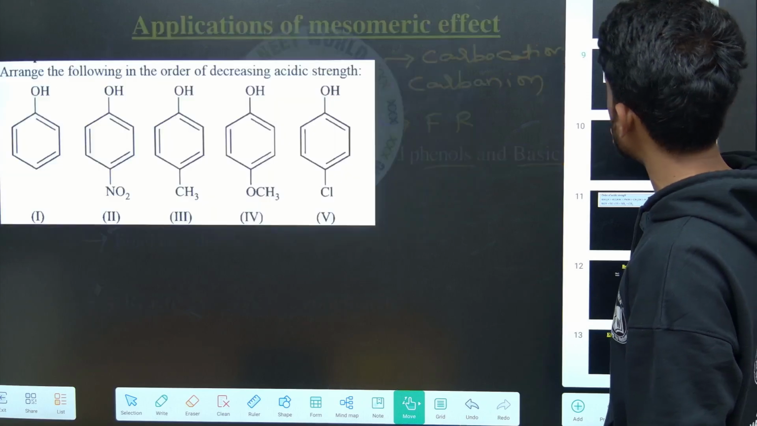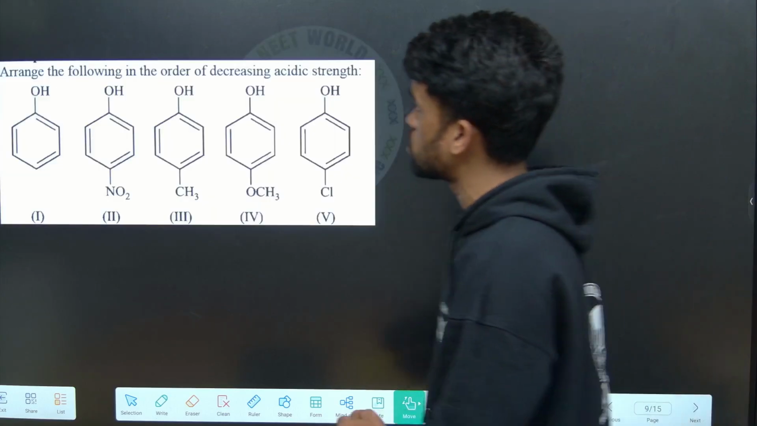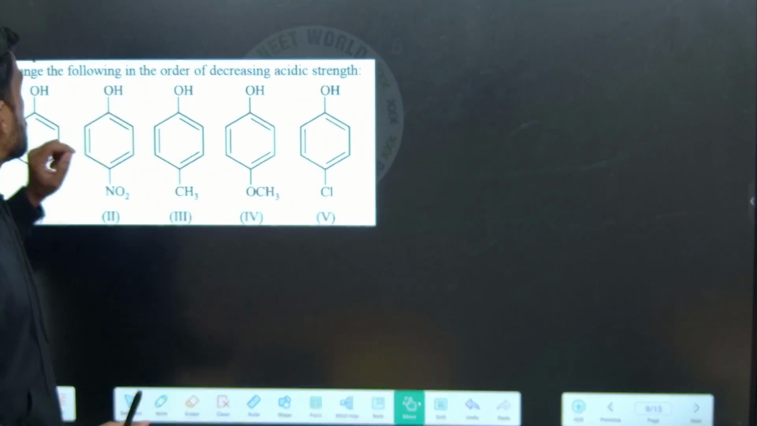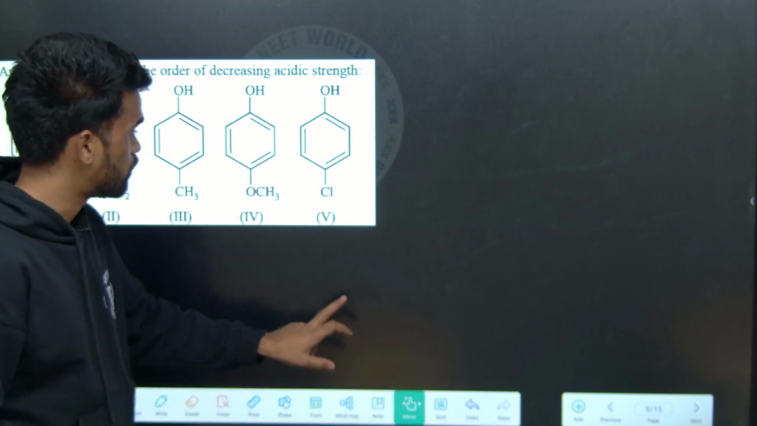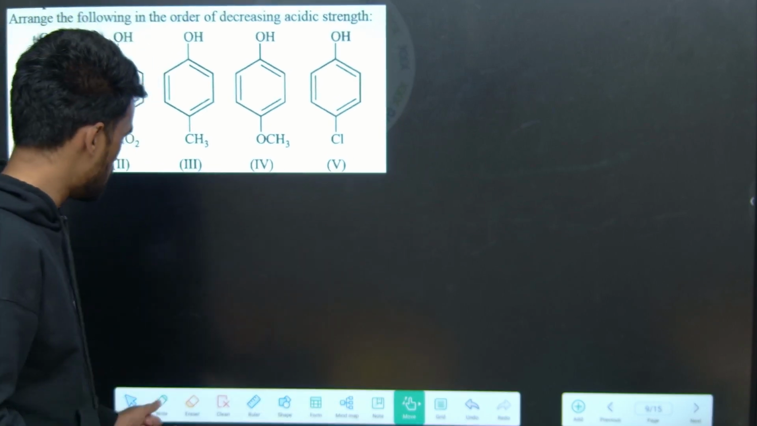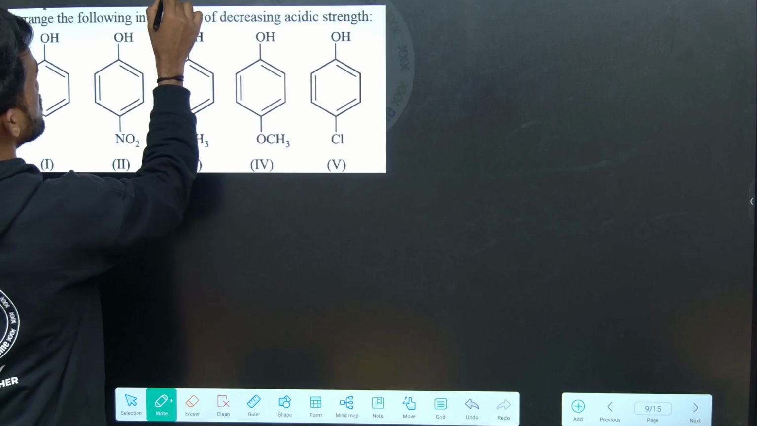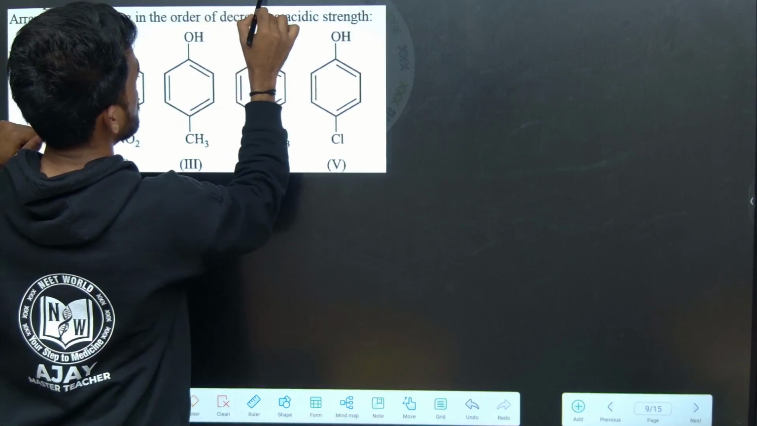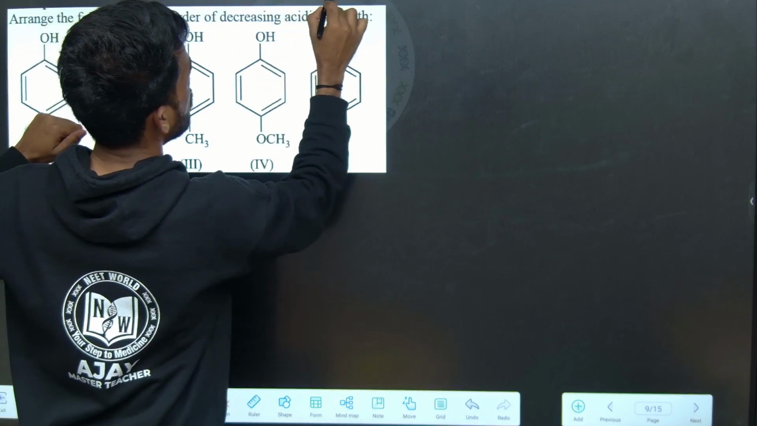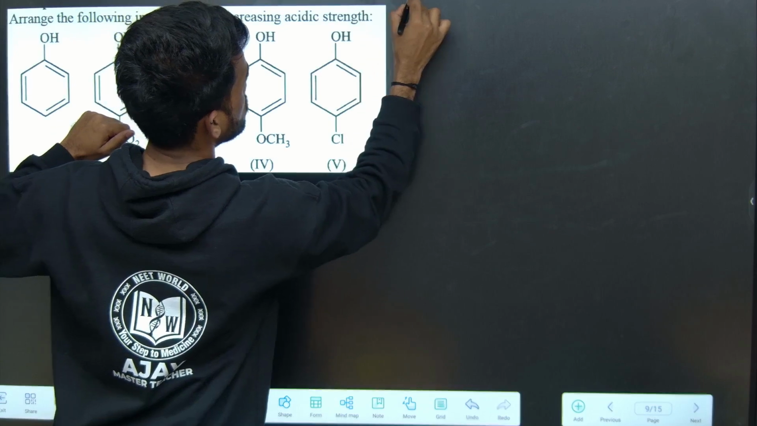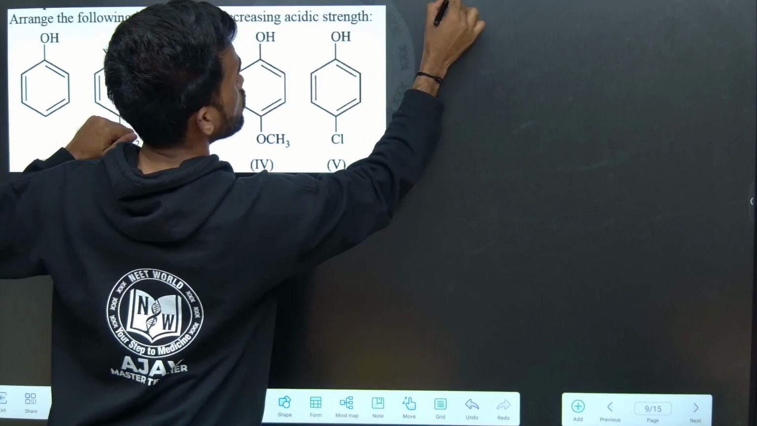So we are discussing these particular questions. I asked you to solve this question. So just give it a try once again from your understanding. See here, this is the acidic nature of phenols. Acidic nature of phenols we are discussing now.